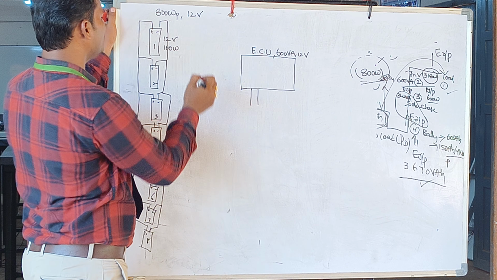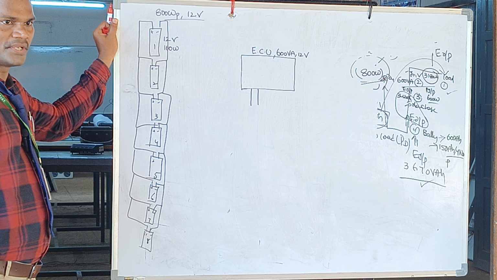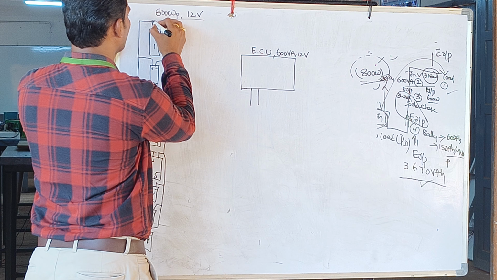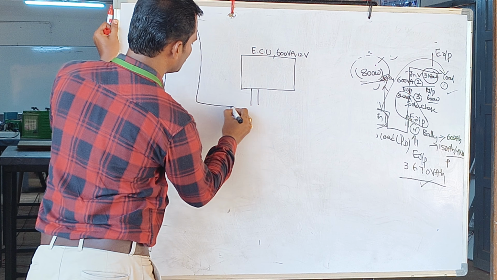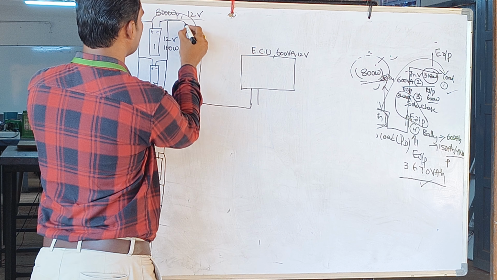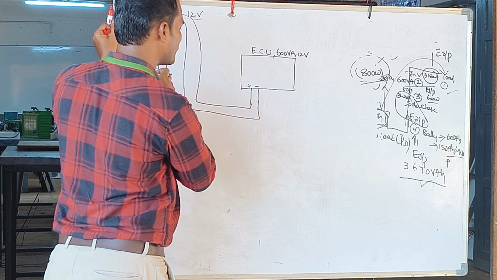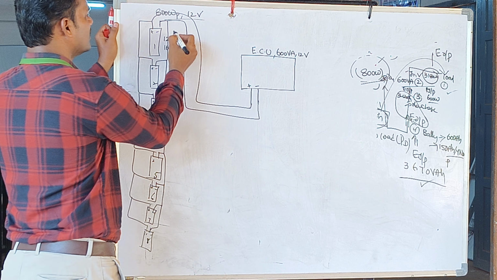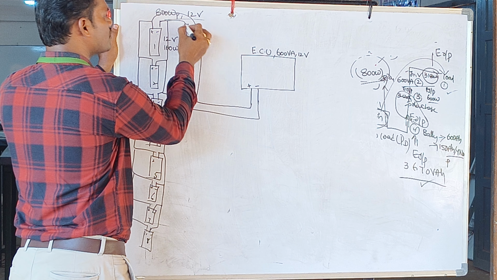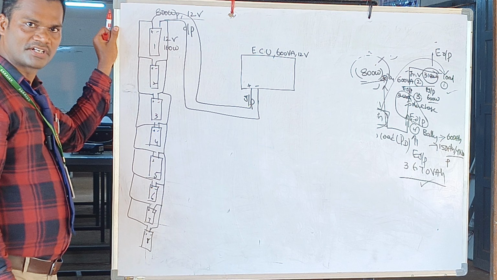Now we have designed our solar panel. Rating is how much? 800 watts peak. And the output of this, from this positive, you connect to the positive of your electronic control unit, and from this negative you connect to the negative. So this is nothing but the input. You see here, the output of solar PV is the input to the inverter.